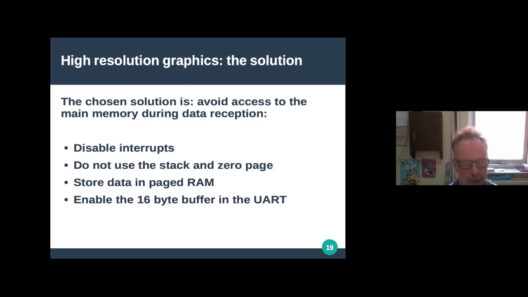Data is stored in the page RAM, which is also outside of the main memory. And for additional bytes that might even get lost for some reason, I enabled the 16-byte buffer of the UART. So if the Electron, for whatever reason, is not fast enough to process one byte after the previous byte is received, it will be stored in the buffer.